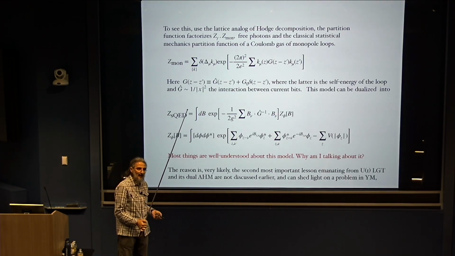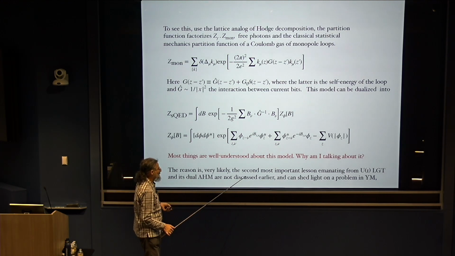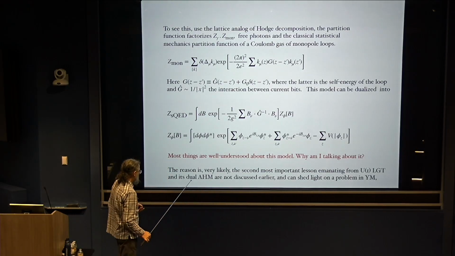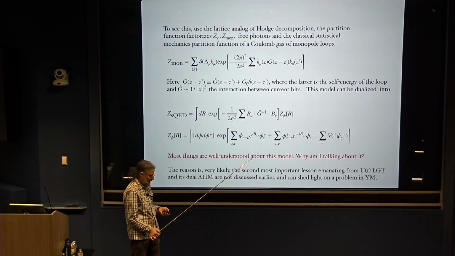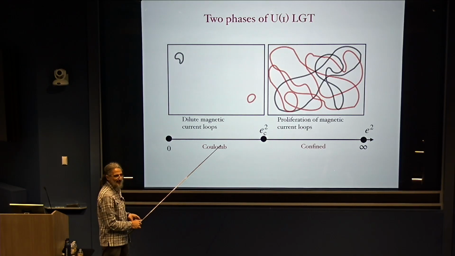So you can ask, why am I talking about it? I already alluded. The reason is very likely the second most important lesson emanating from this U1 lattice gauge theory are not discussed earlier in literature, and they may shed light on a problem in pure Yang-Mills theory. Okay? So you can study phases of this theory.